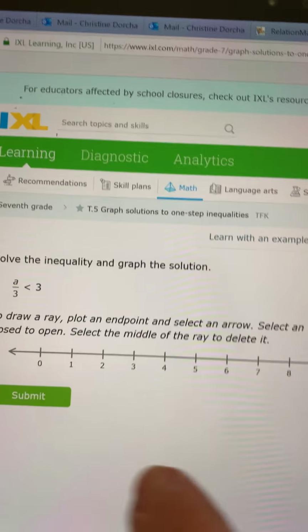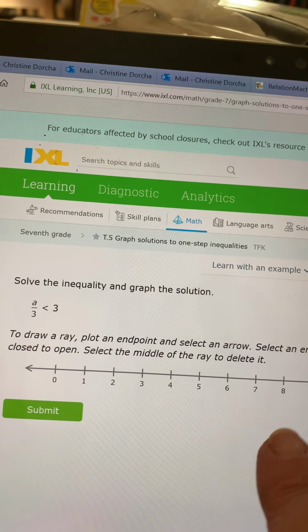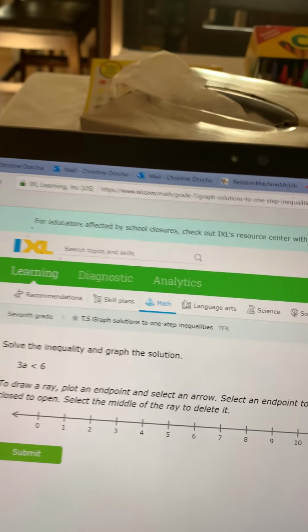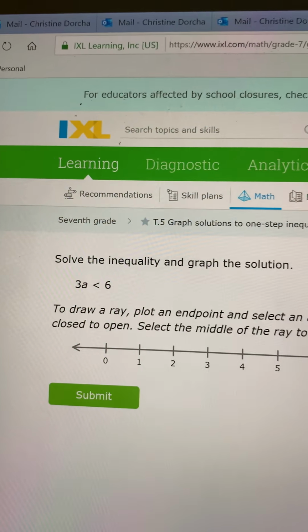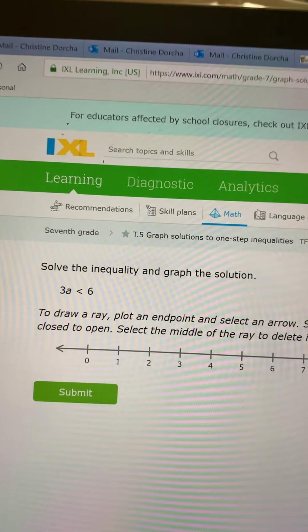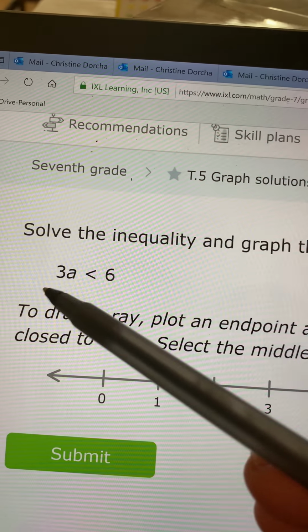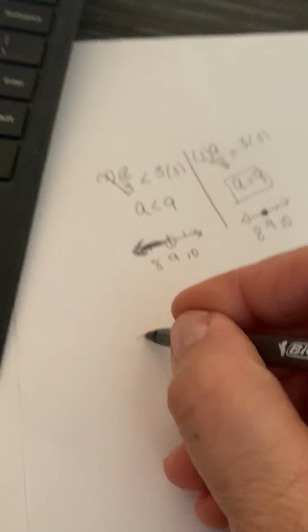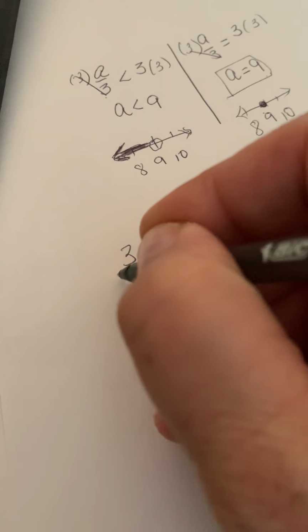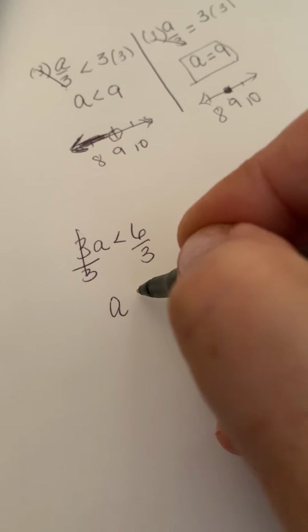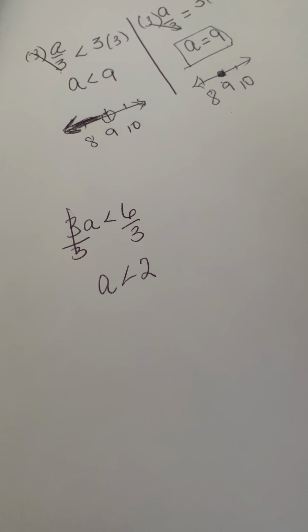Okay? So I'm going to show you how to do that right here. I'm going to have to make it smaller. So I'm going to go to the 9. It's going to have to be an open circle, and it's going to go all the way to the left. Okay, and then we're just going to continue to apply the same thought here. This is multiplication, so I'll undo it with division. I'm going to divide this by 3 and this by 3. So let's look over here. So we're going to have 3a is less than 6. And we're just applying the same exact properties that you have used in the past with equations to our inequalities.